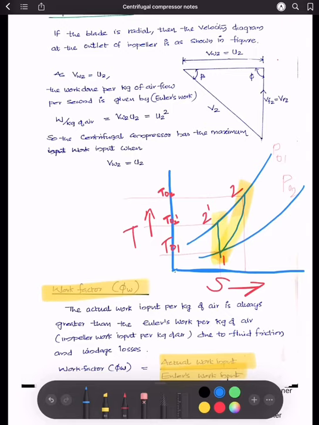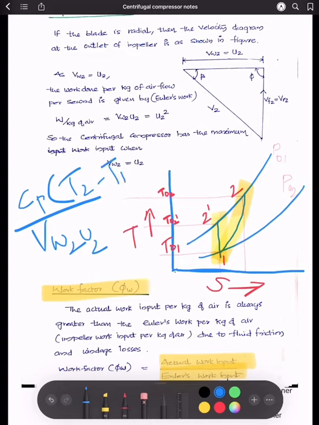Now Euler's work input per kilogram is given by Vw2 U2. You know that, right? Now actual work input is given by Cp ΔT, that is Cp (T02 - T01). Clear? This is per kilogram, so we don't have to take m.